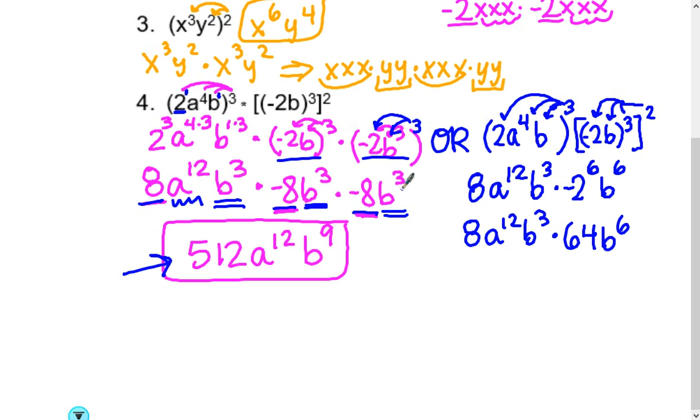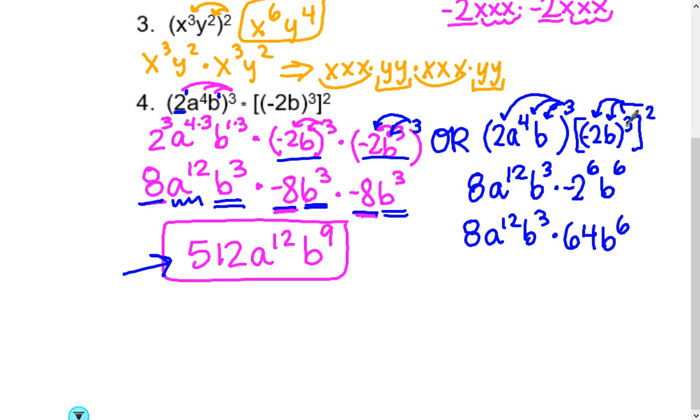Or I did a less formal, less expanded form. I first just distributed my 3 everywhere. So I ended up here: 2 to the 3rd power is 8, a to the 4th times 3 is a to the 12th. And then b to the 3rd, we got that b to the 3rd there. Now here, this is one of y'all's rules. I forget which one it's called, but it's like the power of a product rule or whatever it is.